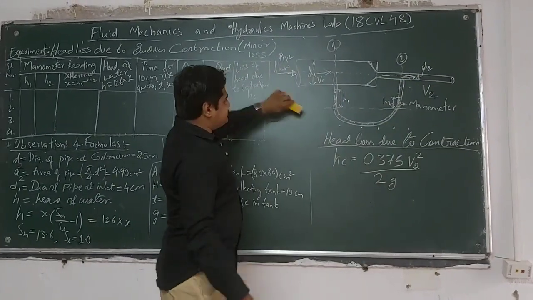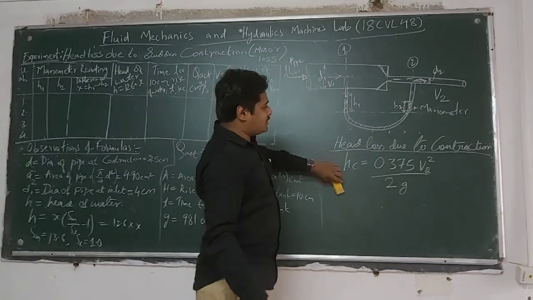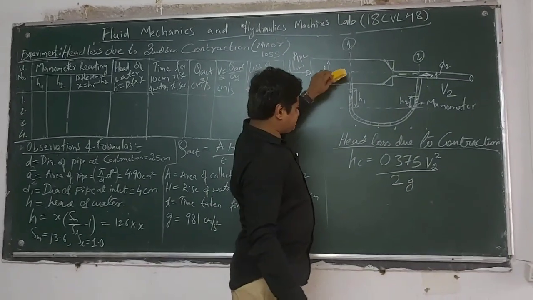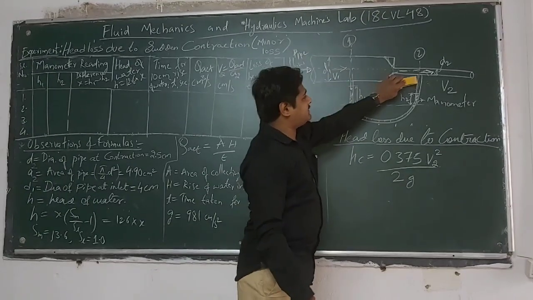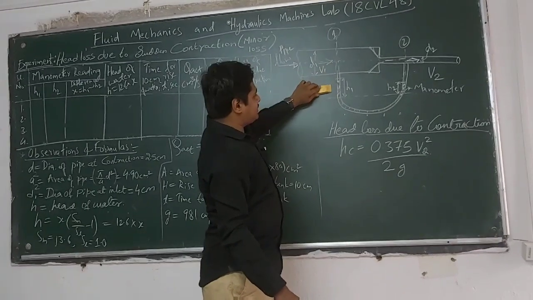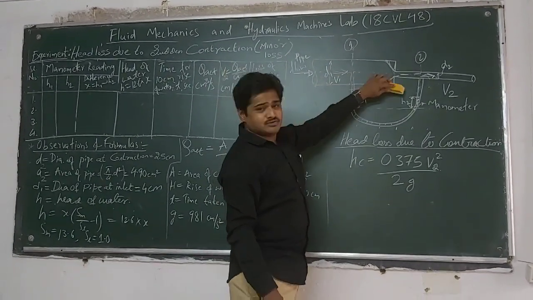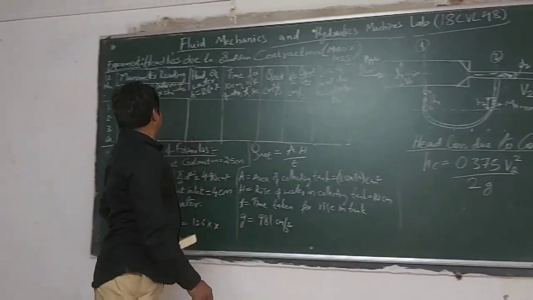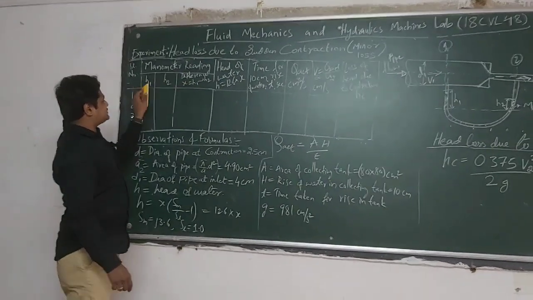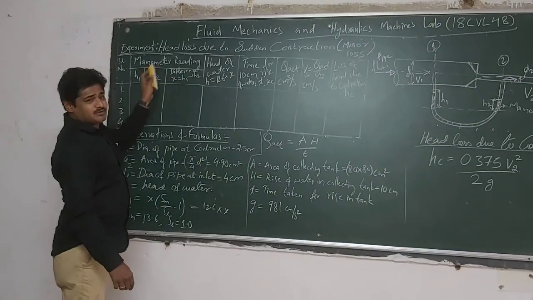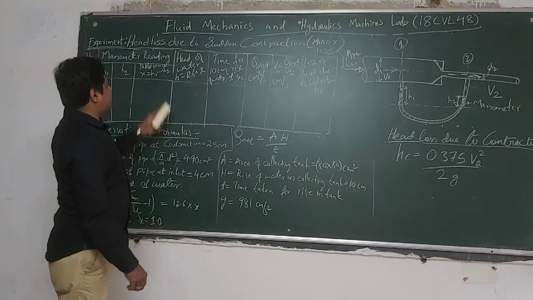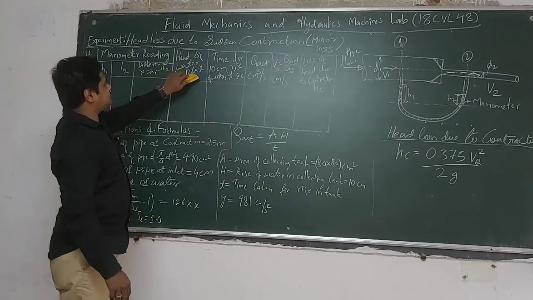So from this experiment we will be finding out the head loss due to contraction. This pipe will be connected with two manometers, one in the normal pipe and the other in the contracted pipe. So H1, the rise of water, is of the normal pipe and H2 is of the contracted pipe. These are the manometer readings H1 and H2, and the difference X is nothing but H1 minus H2. The head of water, that is H, is equal to 12.6 times X.